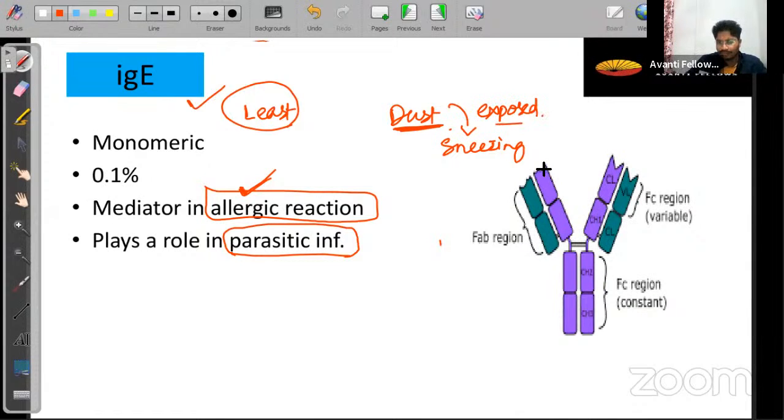You went to the doctor and the doctor checked everything and found that in your body the immunoglobulin E concentration has increased when you come in contact with the dust. From there he confirmed that you have an allergy against dust particles, because with allergy the immunoglobulin E concentration increases.